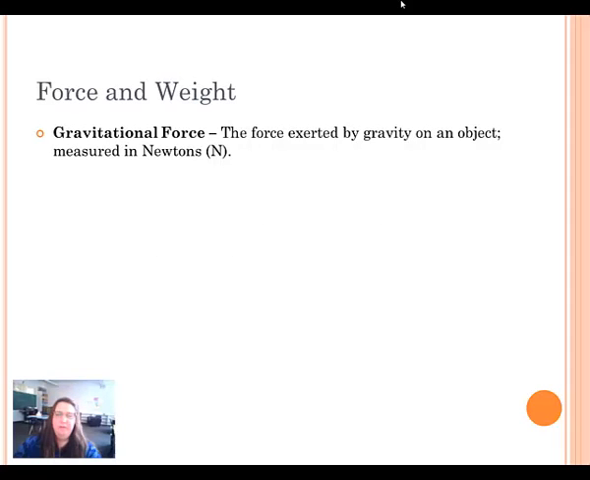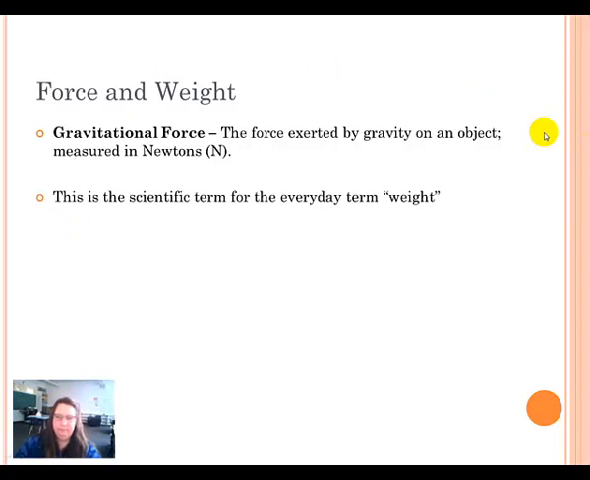When we talk about force and mass, we also need to talk about weight. Weight is what we commonly refer to in the everyday world when we're talking about the mass of an object. Weight is also known as the scientific term gravitational force. Gravitational force is defined as the force exerted by gravity on an object. It is measured again in these units called newtons. When we use weight in our everyday world, what we're really talking about is gravitational force. Gravitational force is the scientific term for weight.